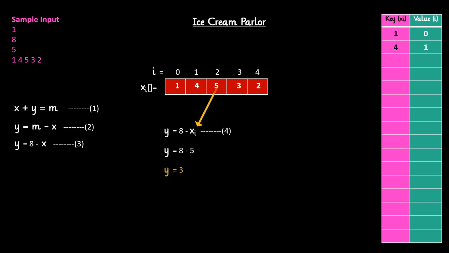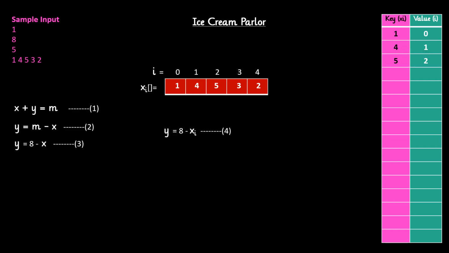When xi equals 5, then y equals 3. So we'll check in this map first whether y equals 3 exists or not. We can see, guys, 3 also does not exist in this map. So we'll store the xi value. We'll not store the y value, guys, we are going to store xi. What is xi here? xi is 5. And what is the index here? 2. Let's move on to the next element.